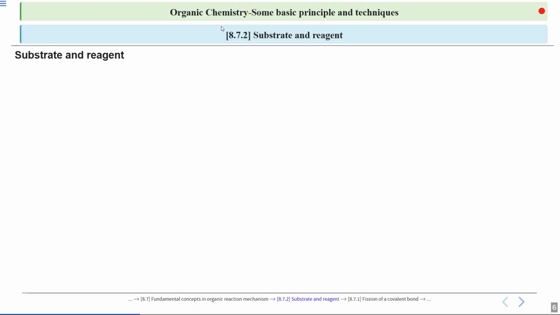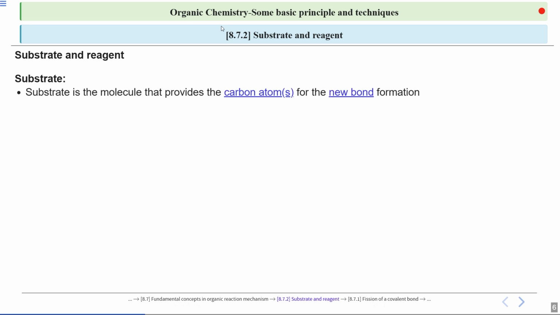Let us first start with substrate and reagent. Talking about substrate, the substrate is the molecule which provides the carbon atoms for the new bond formation. This is a general statement. There can be cases where your reagent can also supply carbon, but still you will be able to identify in most of the cases what the substrate is. In general, the substrate is the molecule that provides the carbon atom for the new bond formation.